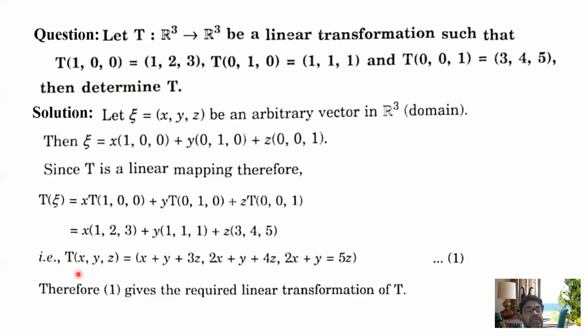So it is clear that T(ζ) is nothing but T(x,y,z) = (x + y + 3z, 2x + y + 4z, 3x + y + 5z). Sorry, I made a mistake earlier; it should be plus 5z. So that is equation number 1. Therefore, equation 1 gives the required linear transformation T.